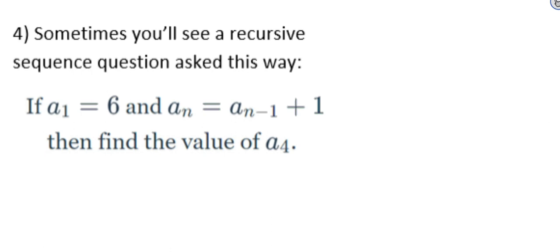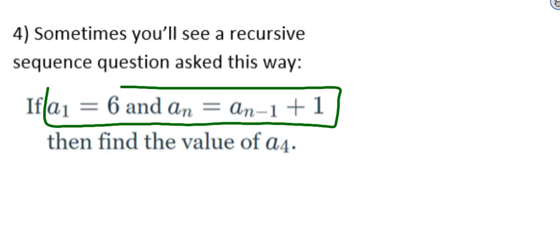This is how you're going to see it on Delta Math, and this is how you're going to see it on our test. So here's a definition, right? We've got a sub 1 equals 6, and a sub n equals a sub n minus 1 plus 1. So what do we think this is going to look like? What's my first term? My first term is going to be 6. Okay, what's my second term?